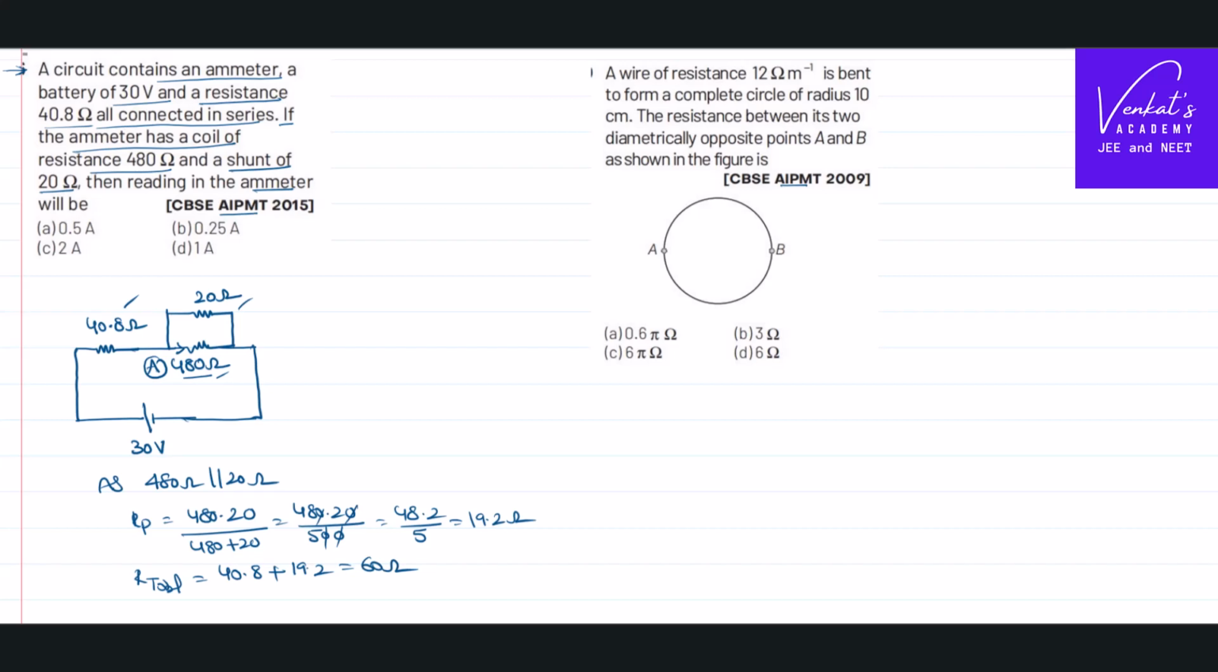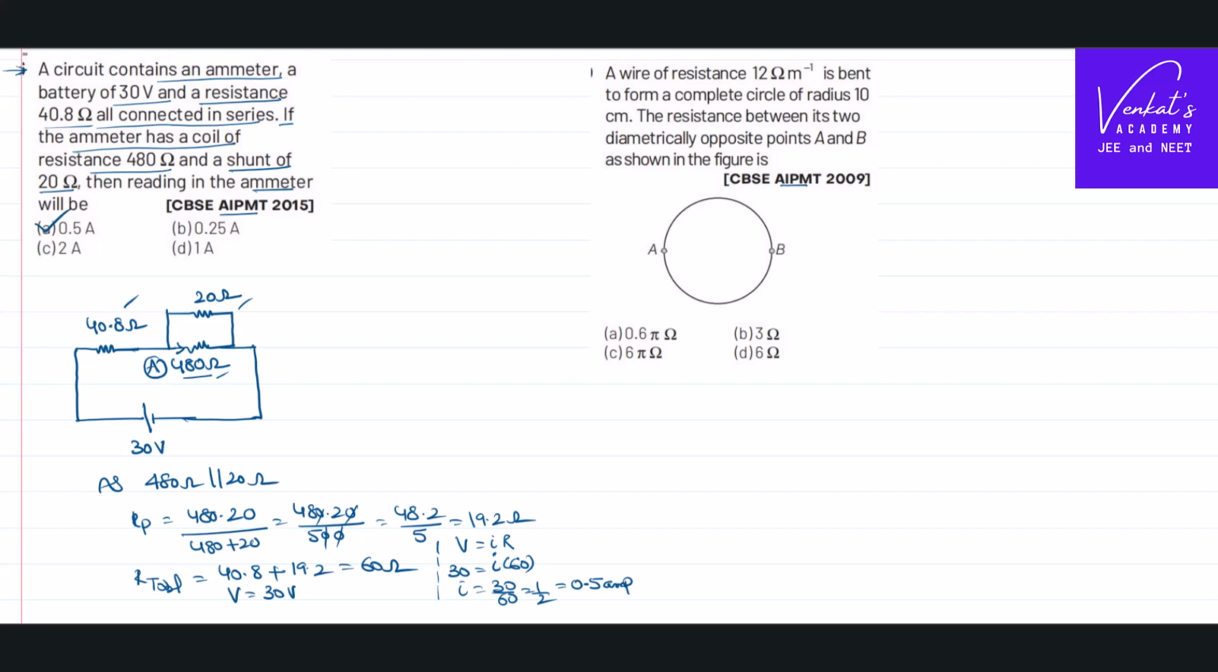You know the resistance of the circuit. You also know that the voltage available, potential difference, is 30 volts. You know both V and R, that implies I can use the formula V equal to IR. V is 30, I have to calculate, R is 60, total resistance of the circuit. So, I equal to 30 by 60, that is 1 by 2, that is 0.5 amperes. That is the reading of the ammeter, 0.5 amperes.